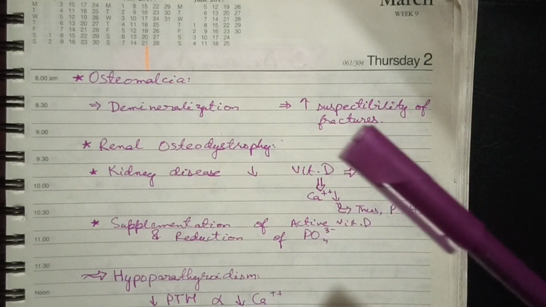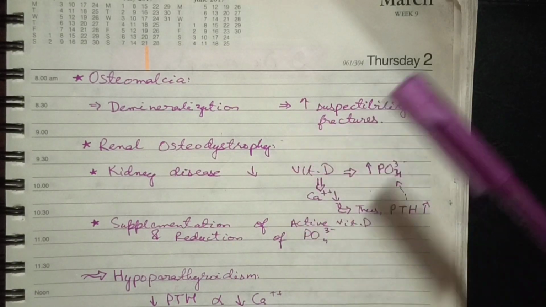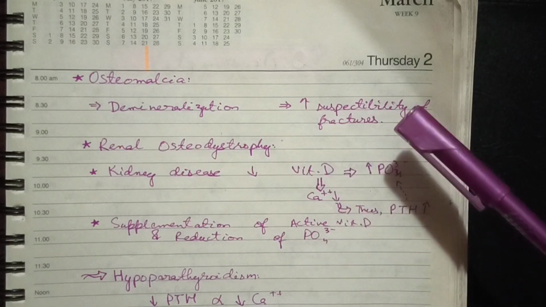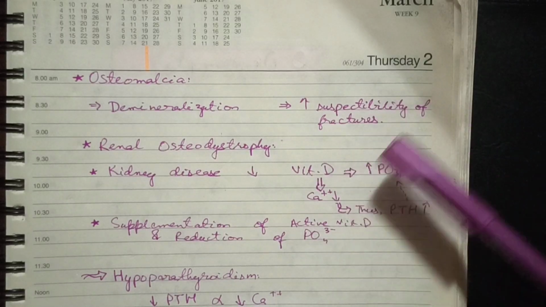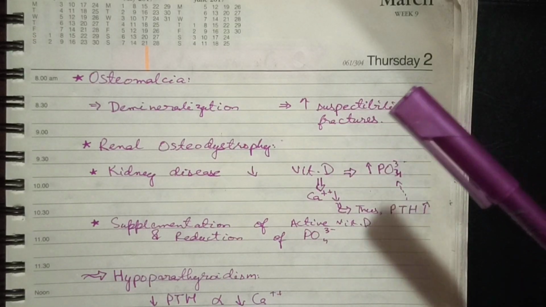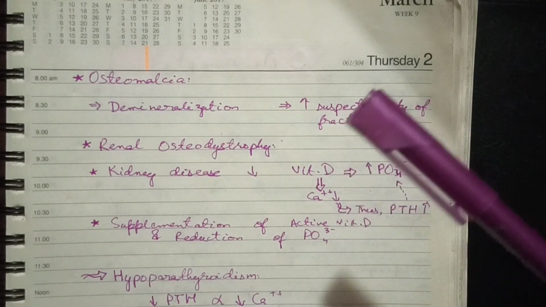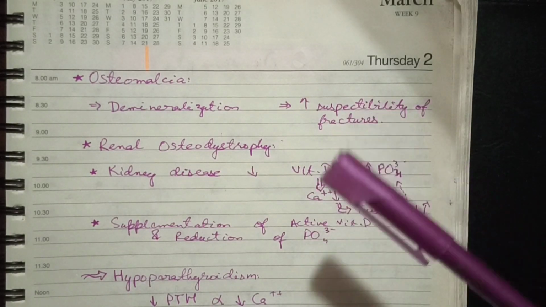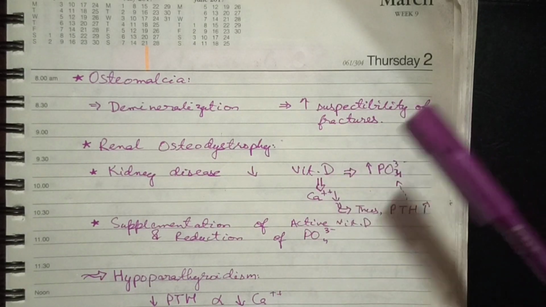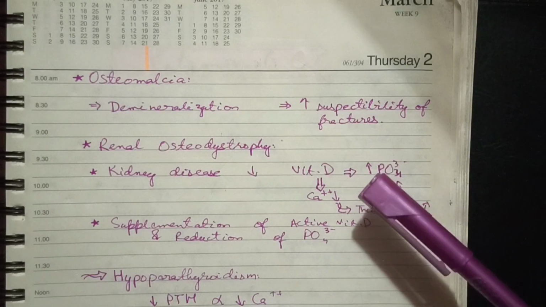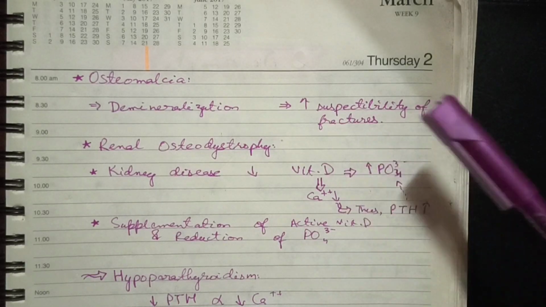Now once it has produced its effects in our body, it has to be excreted to minimize its toxicity. Now how will it be excreted? It is mainly excreted through the bile, of course, in the feces.